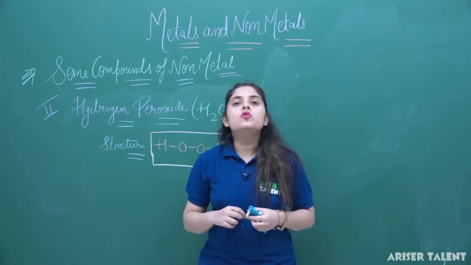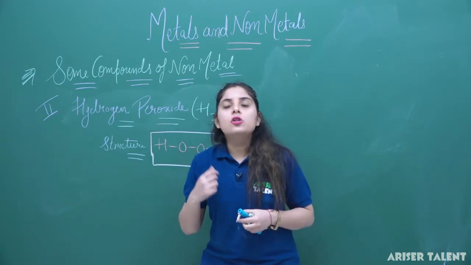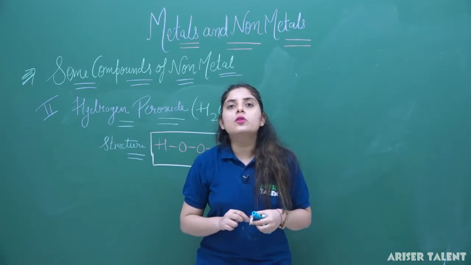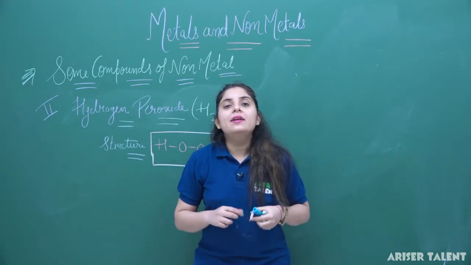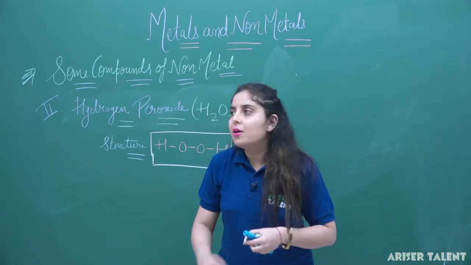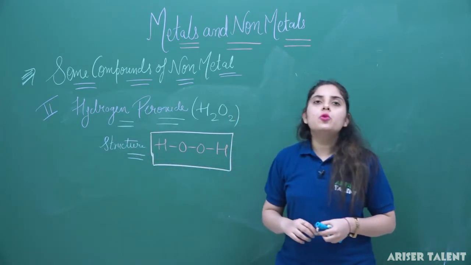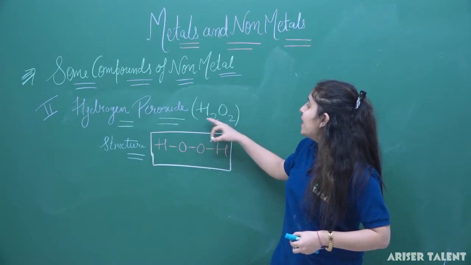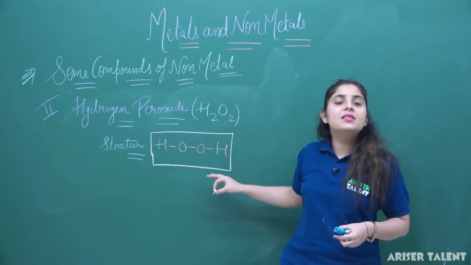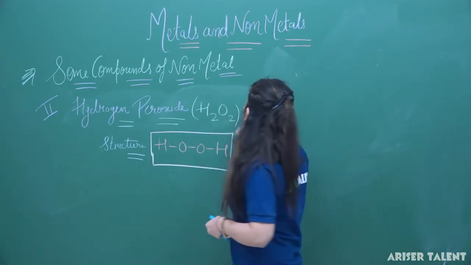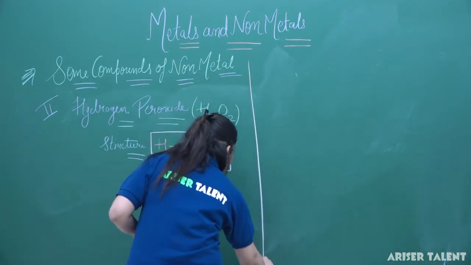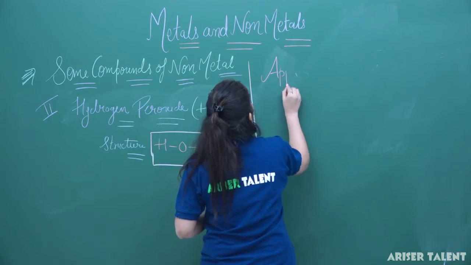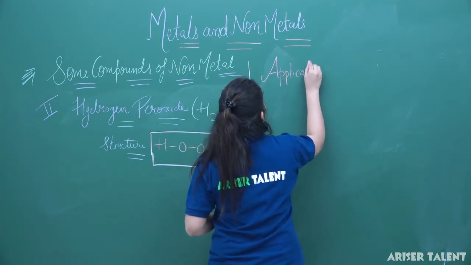It is also used as a disinfectant. It is also used for medicine and cosmetic purposes. It is also used for the bleaching of ivory, dyes, wool, wood, etc. So the basic use of H2O2 is again in industry. Hydrogen peroxide is H2O2 and its structure is drawn here. Now we are going to deal with its applications. What are the applications of hydrogen peroxide?